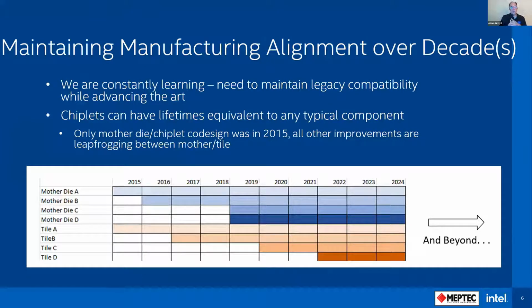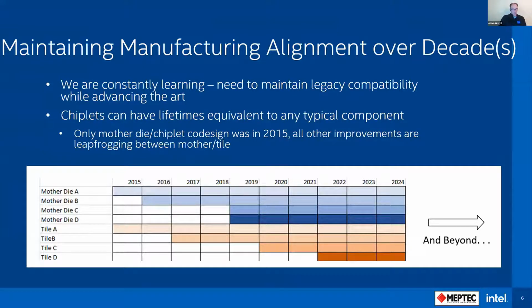What I talked about is maintaining manufacturing alignment over a decade. FPGAs have a particularly long life cycle, so we are constantly learning and trying to drive cost out of the product. As we advance, we might have a tile that's 3 years old that we're integrating with something we're designing in 2022, but we'll also have new tiles coming out in parallel to that mother die. And we want to make sure we're able to advance the art.